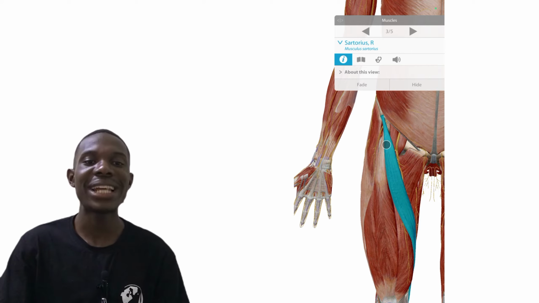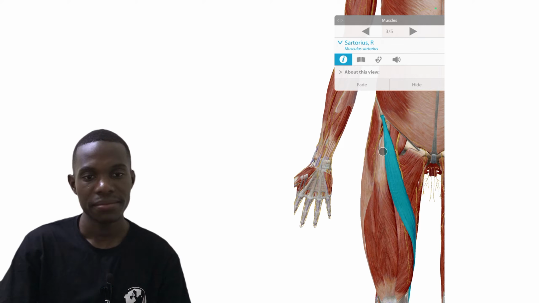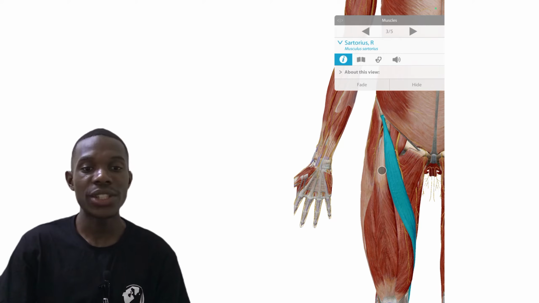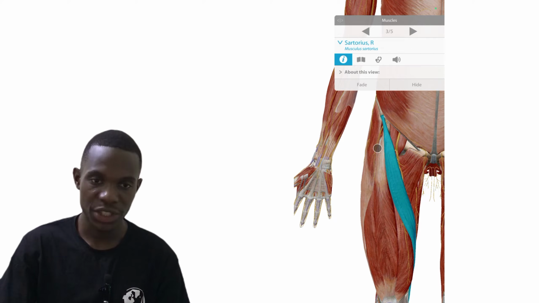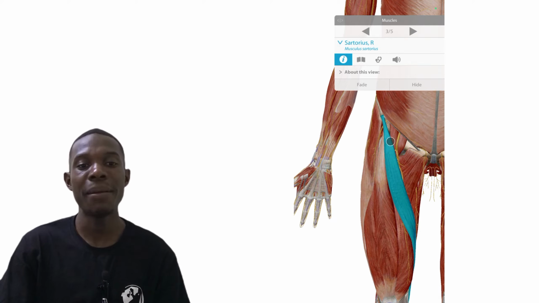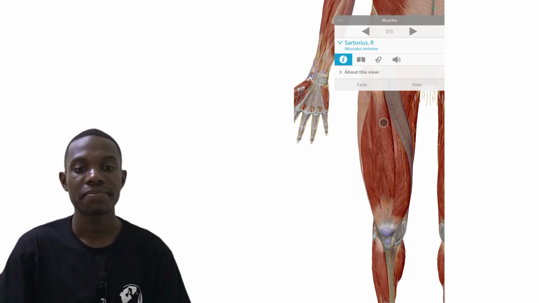2, it causes a lateral rotation of the hip joint. 3, it causes abduction. So it is an abductor. So those are the actions of the sartorius at the hip joint. Let's go to the knee.